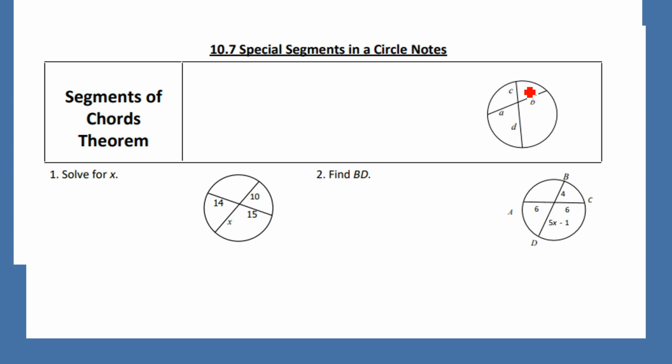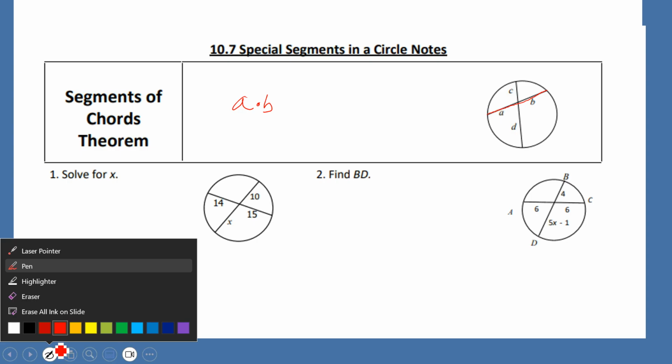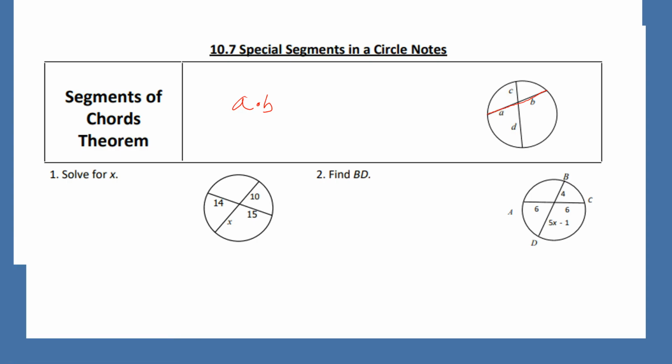When you have two chords intersecting in a circle, the special relationship here is if you do this part times this part, so A times B, it turns out that it actually also equals C times D. So let's look at a couple of examples.